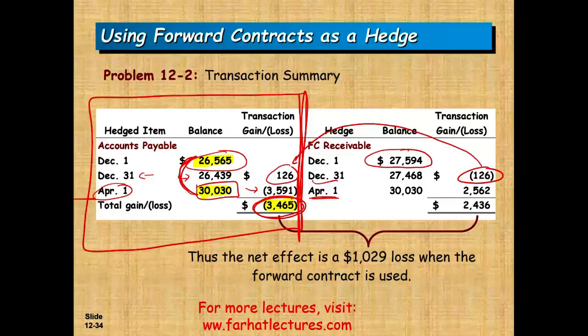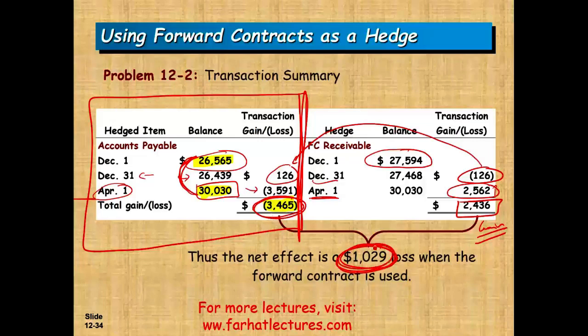On April 1st, the forward contract is inverse to the payable. Okay, it may not be 100% inverse here, but I know from the beginning I am going to have a net loss of 1,029. I told you that, but let's keep going. So my forward contract went up in value by 2,562. I had a loss of 126, a gain of 2,562. So the net increase, I had a gain on the forward contract of 2,436. I had the loss of the payable of 3,465.